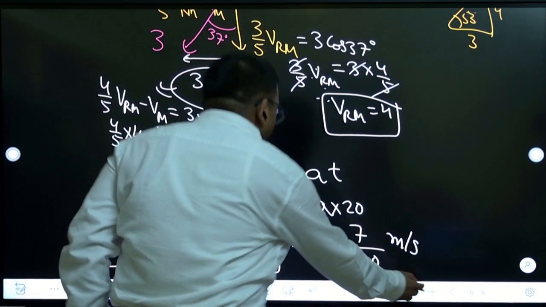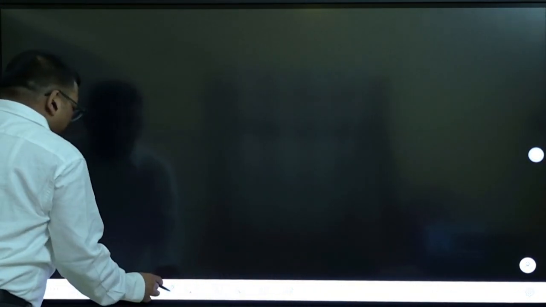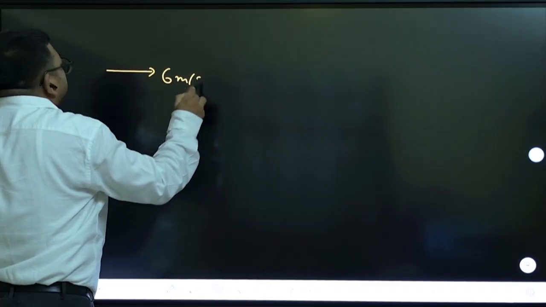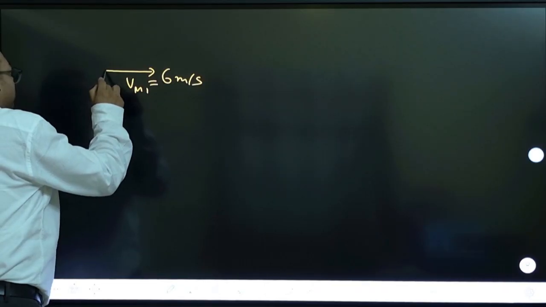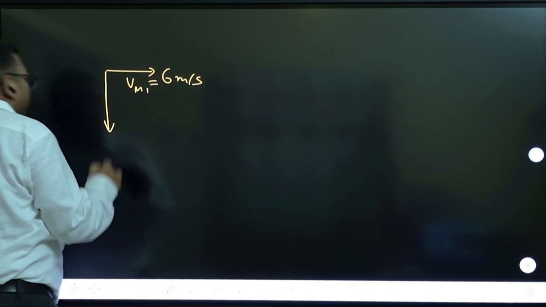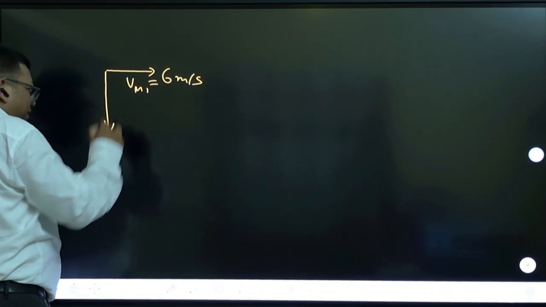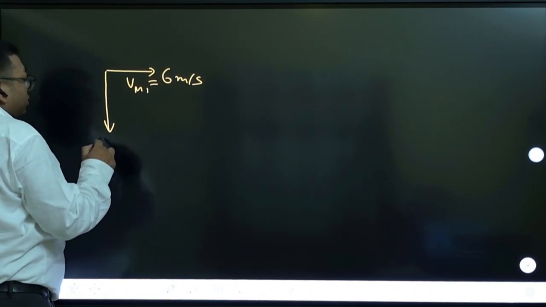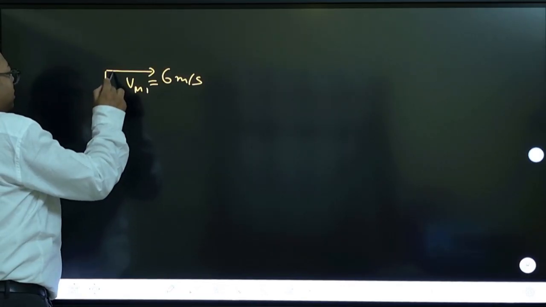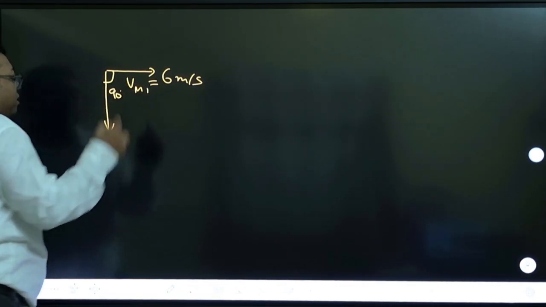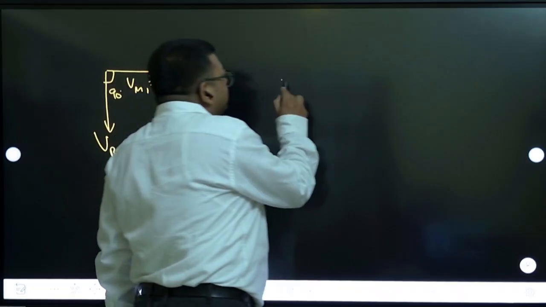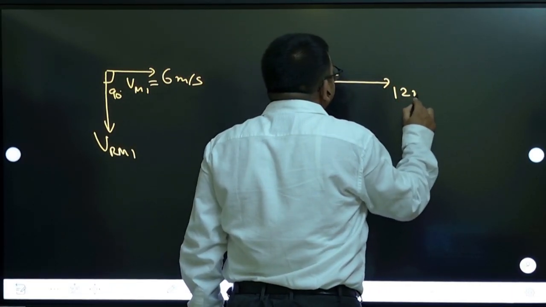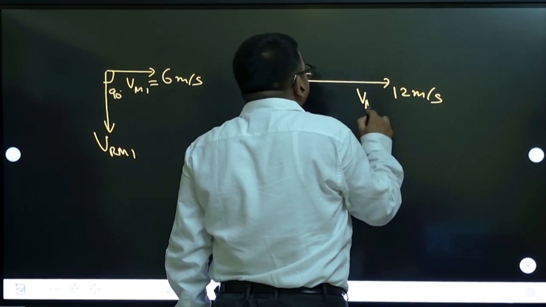I will tell you what that question is. It is very interesting. The question is that there is a man. That man is going with 6 meters per second. This is the velocity of the man. You can take the first man velocity, and he sees that the raindrop is coming this way, exactly vertical. He sees that it is coming at a 90-degree angle. This is the velocity of rain with respect to the man first. Next, he increases his speed. It becomes 12 meters per second. This is the velocity of man 2.